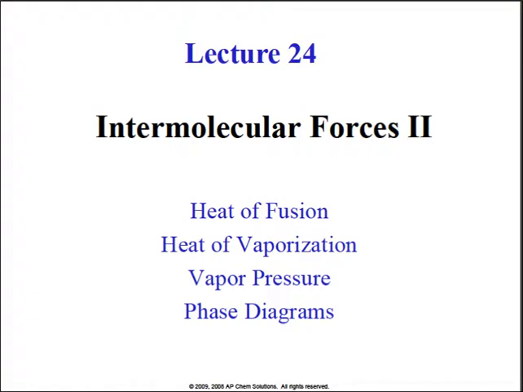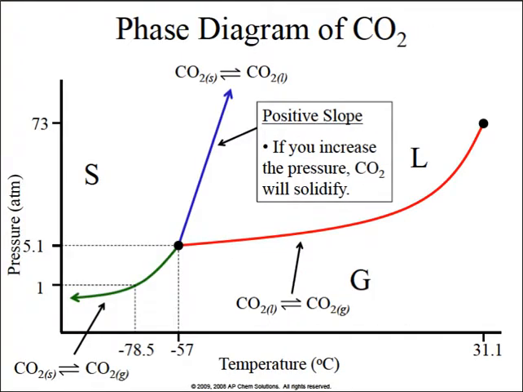Lecture 24. In this lecture, we're going to talk about phase diagrams. So what's a phase diagram? A phase diagram is just a diagram that shows the phases. Here's an example of a phase diagram for carbon dioxide. Here it shows you the solid phase, the liquid phase, and the gas phase. So let's talk about how phase diagrams are actually created.